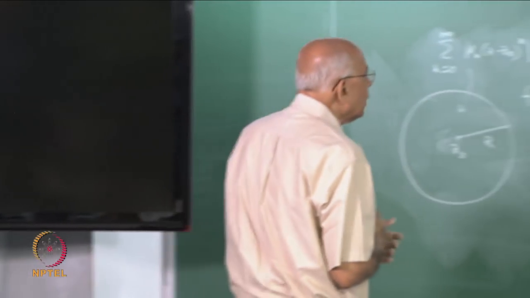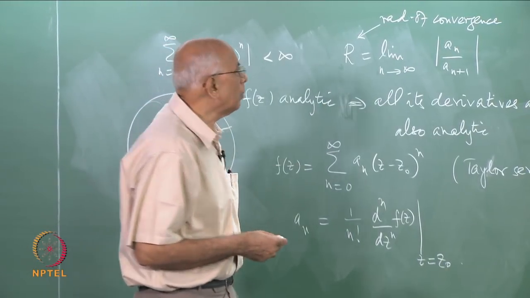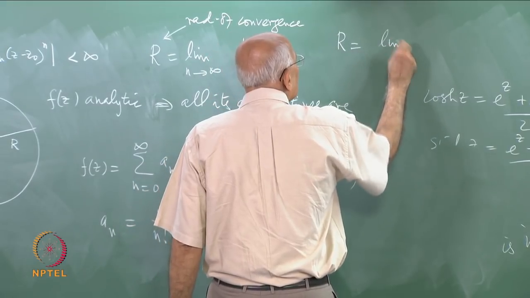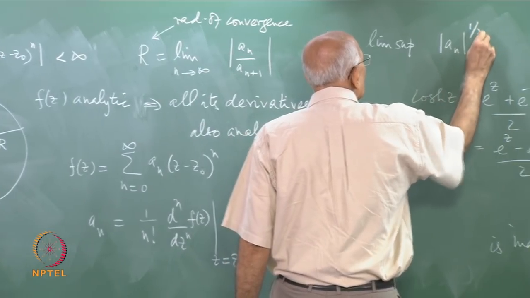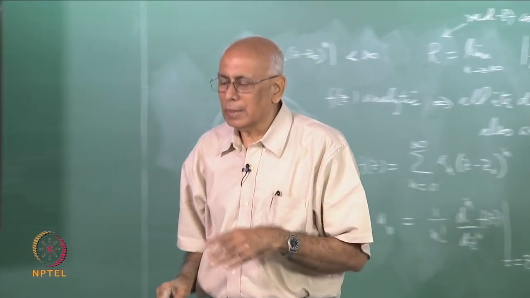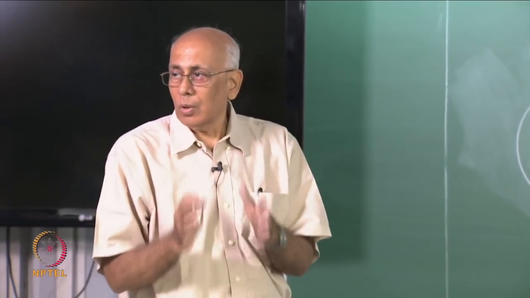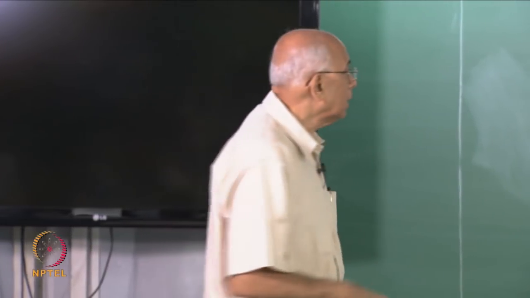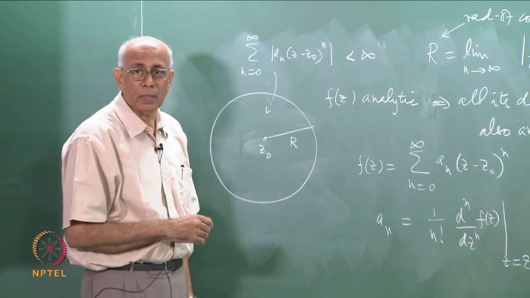Now there is no guarantee that in all cases this limit exists, it may not exist. So we need a better definition, and a better one is r equal to limit superior mod a n to the power 1 over n. That is the least upper bound. So whether it has a maximum or not, limit or not, we do not care. This is the least upper bound of mod a n to the power 1 over n. That always exists. It may be infinite, but if it is finite, you have a power series which is absolutely convergent inside here.